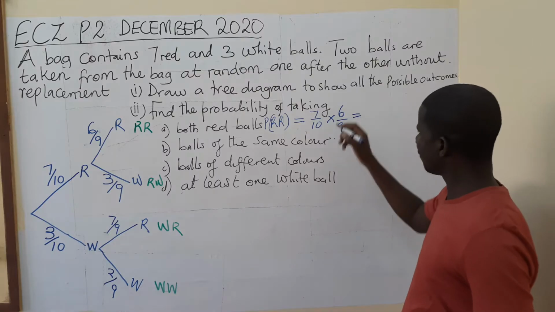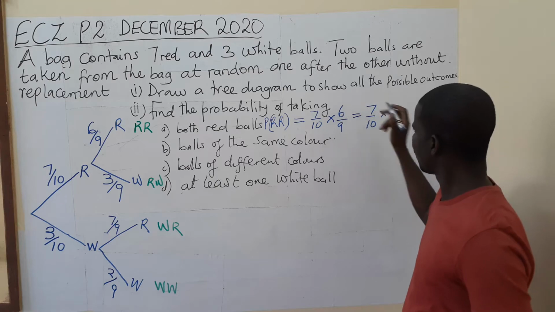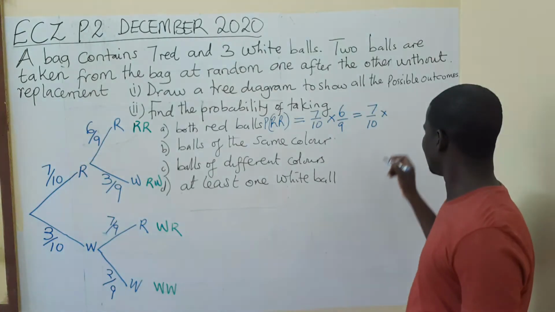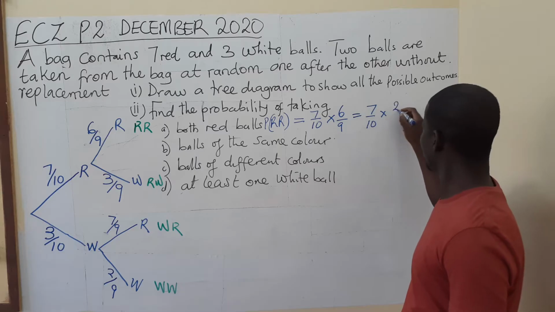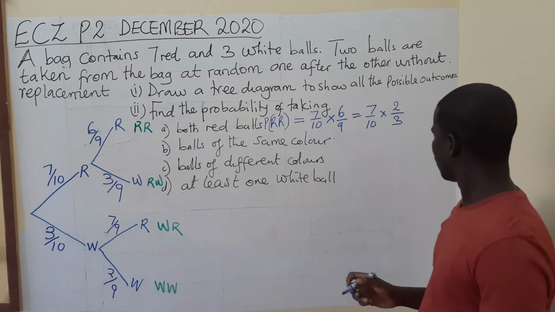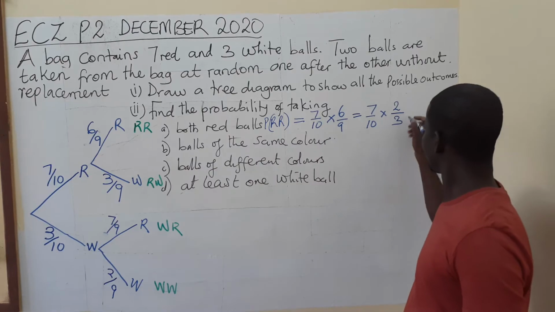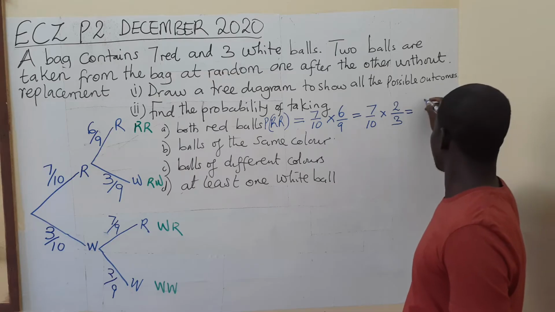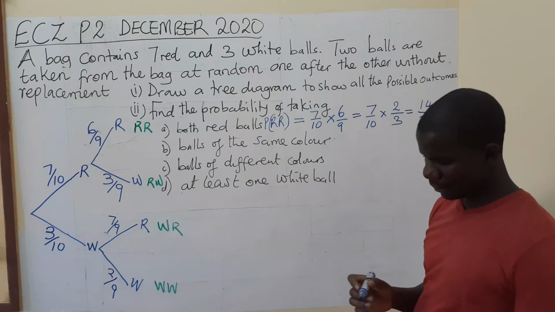And this can give us what? 7 over 10 multiplied by 6 over 9. It's better we simplify it so that we avoid bigger numbers. So this is going to be 2 over 3. Then we can also simplify this one here, or maybe let's say 14 over 30. 14 over 30, isn't it?